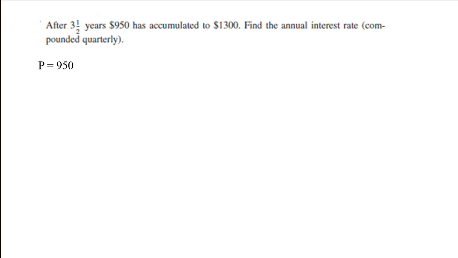Well, the value of P, that initial value, is going to be $950. The final value A is going to be $1,300. The next thing I need to do is work out the number of interest-bearing periods. Now you'd think the value of N is 3.5 because we've got 3.5 years. But the interest is compounded quarterly, so I need to multiply that by 4. So the value of N is 14 because this involves interest being compounded quarterly.